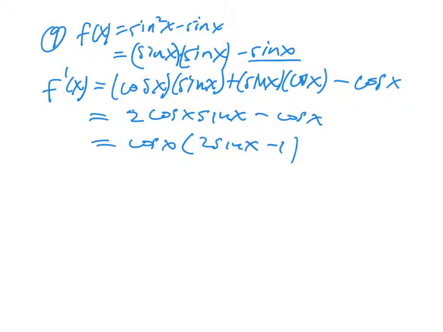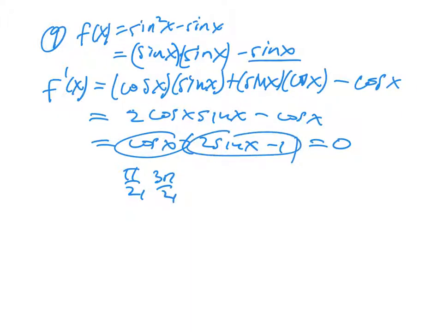Now I don't even have to make a number line because I just want to know when it's equal to 0. Don't worry, on the test it'll be less than or greater than. So when is cosine x equal to 0? Pi over 2, 3 pi over 2. What about this one? When is sine x equal to 1/2? Pi over 6, 5 pi over 6. Fini!